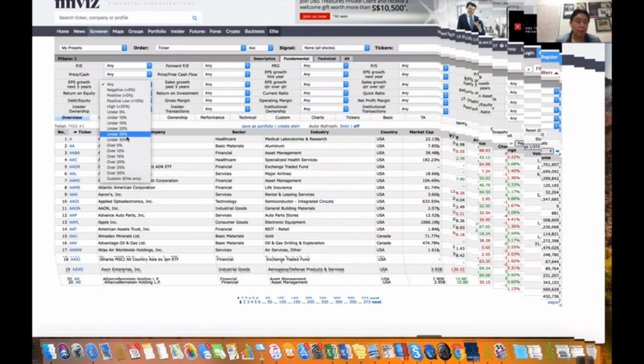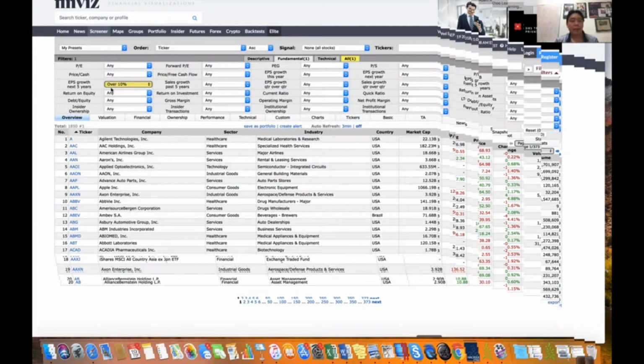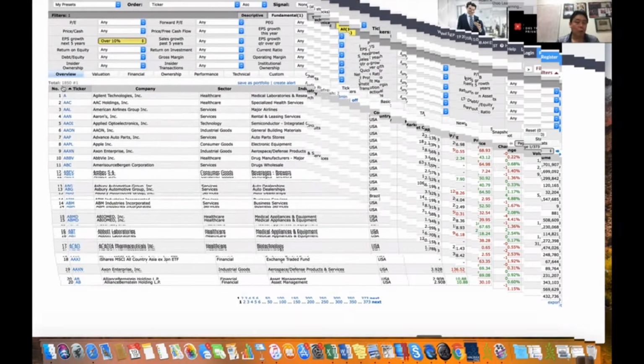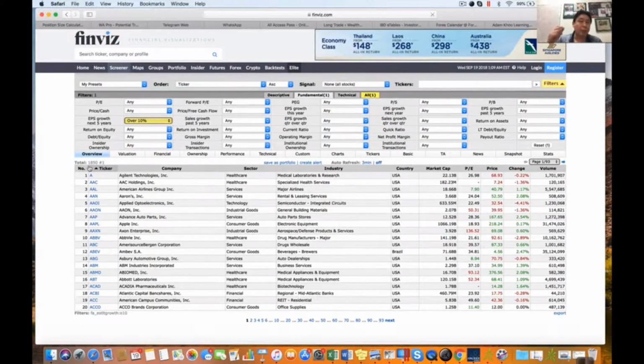All right. So again, if you put a higher growth rate, then of course you have got fewer companies that meet that criteria. If you put a lower growth rate, you've got more companies and it's less strict. So it's up to you. So we could start off with putting maybe 10%. So immediately you can see out of 7,000 companies, it has screened it down to 1,850 companies that are projected to grow at 10% or more in the next 5 years.